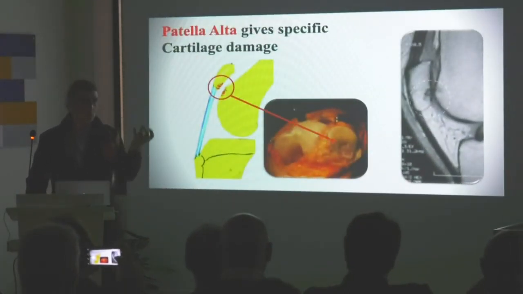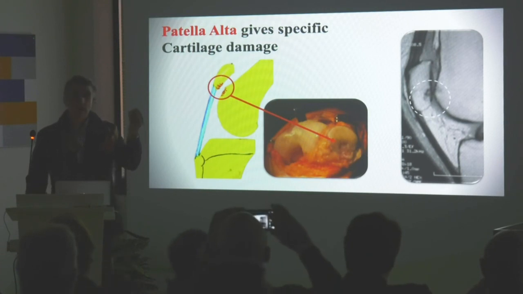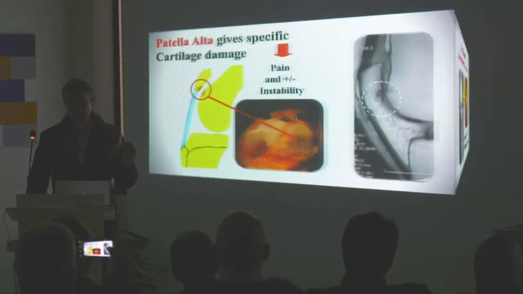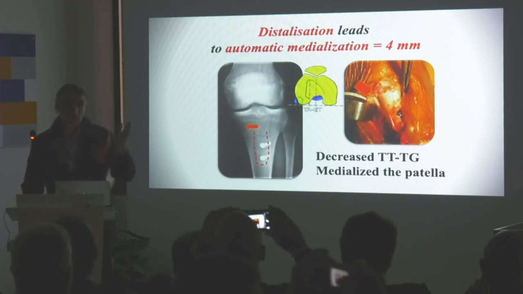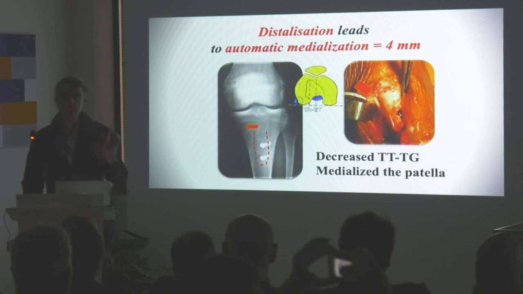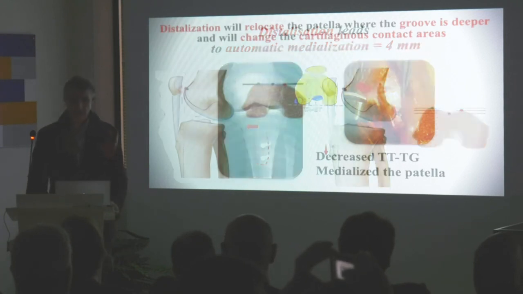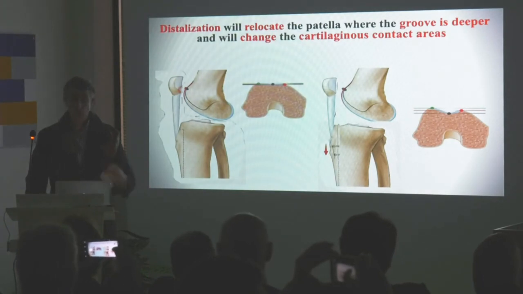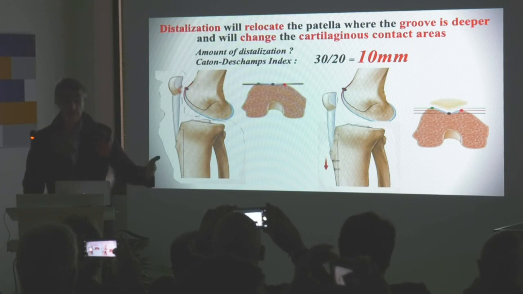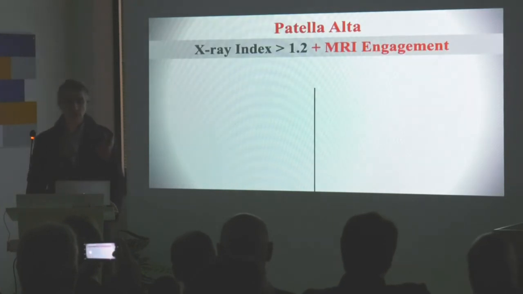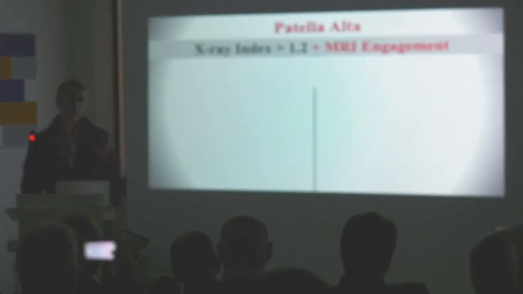Patella alta, you will distalize the patella and you will engage the patella in the trochlea and you will correct the pain and the instability. And when you do a distalization, you will do also a medialization. It's automatic because it's due to the shaft of your tibia. So you will engage the patella in the trochlea. So it's very simple. You measure 30 on 20, you correct 10, and you will bring back the patella in the trochlea. And this is important about the sagittal engagement.